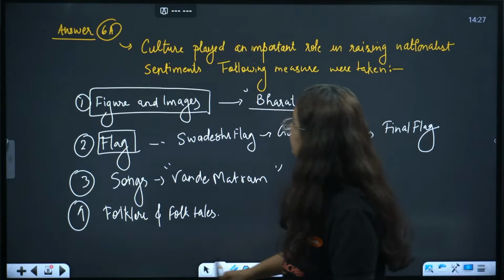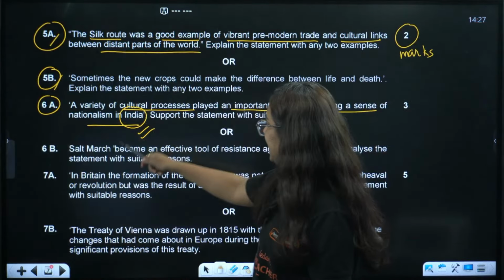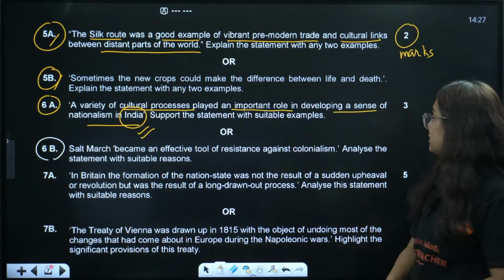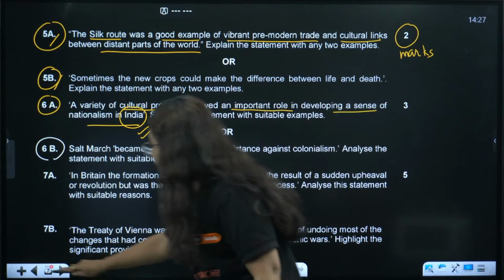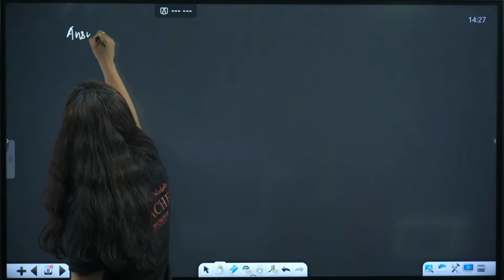Now, coming to the next one, let's read the question first. 6th B. Pay attention at 6th B. We will do the options too today. Salt March became an effective tool of resistance against colonialism. Analyze the statement with suitable example. Now, the question says Salt March. Okay, fine. Answer to the question 6th B.